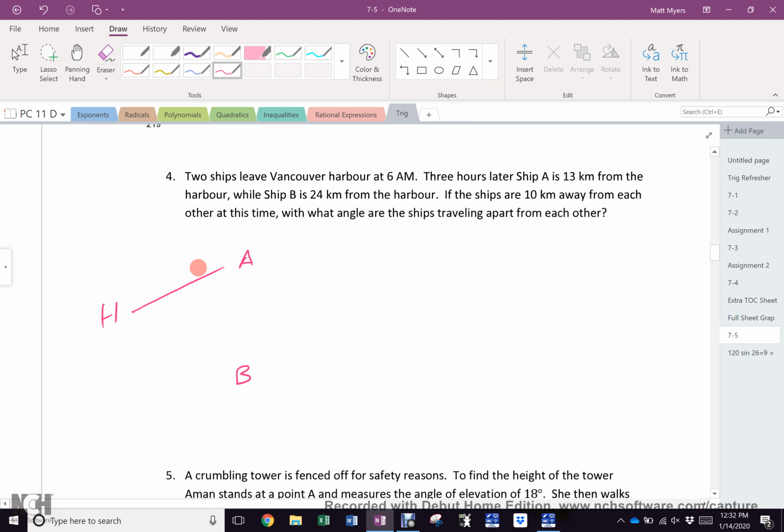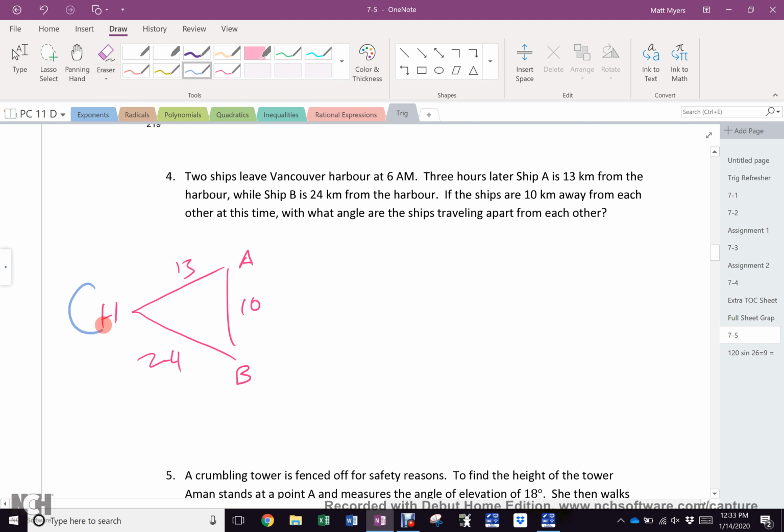From the harbor, ship A is 13, ship B is 24, and they are 10 kilometers apart, right? I want to know the angle they're traveling away from each other. That makes this big C, yes? Now, if I actually got you to draw that triangle, it would come out impossible. I used to have a multiple choice question on the test: A, B, C, D, and D was the triangle can't exist.